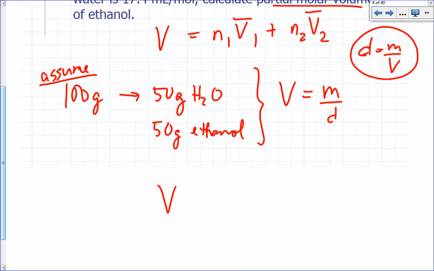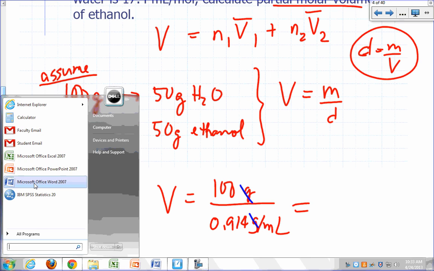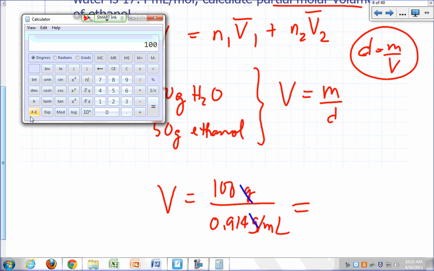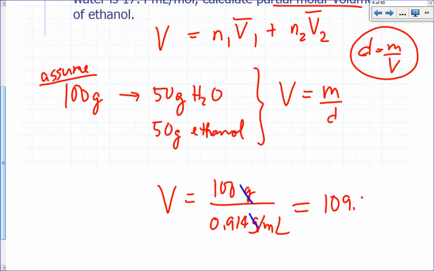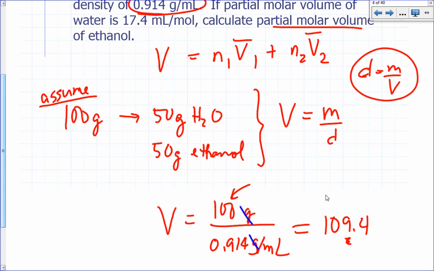So our volume is 100 grams divided by 0.914 grams per mil. Grams cancel out. Let's see what that is. 100 divided by 0.914 gives you 109.4. 3 sig figs. We'll treat 100 as exact. So 9 here is your last sig fig. So that's your volume in milliliters. So we know our volume.